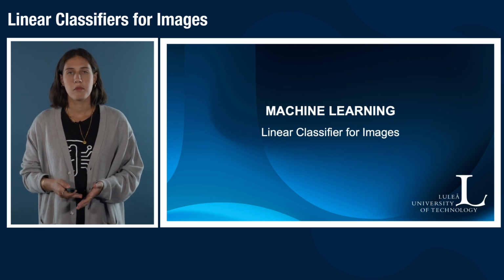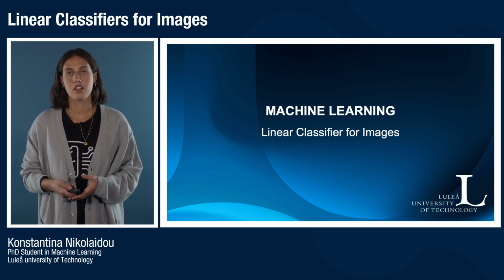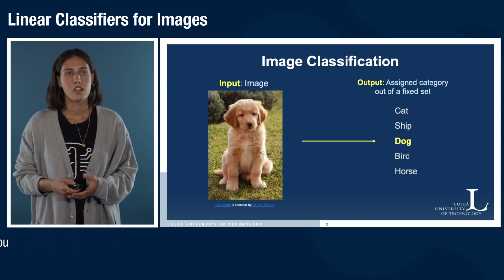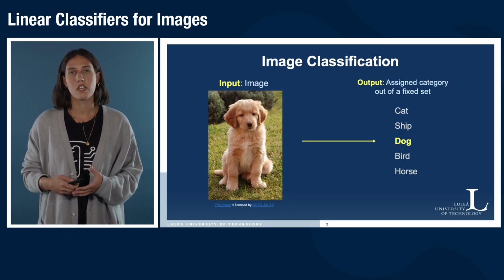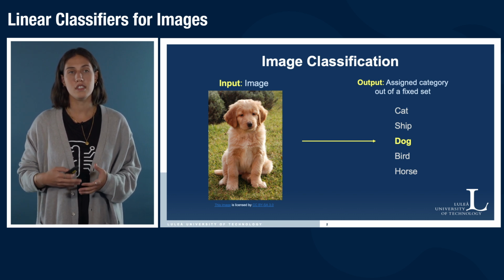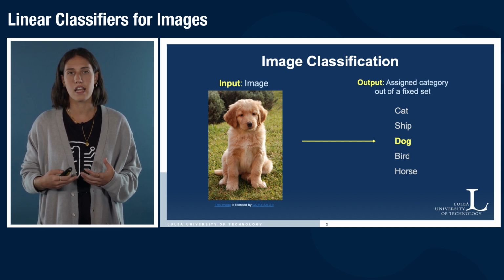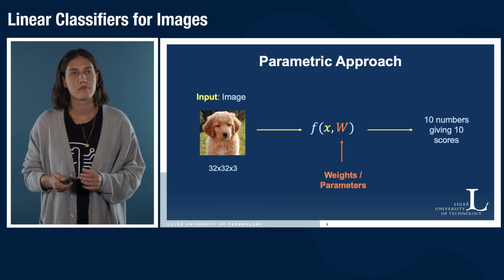Hi everyone, I'm Konstantina, and in this section we're going to speak about linear classifiers for images. Image classification is a fundamental problem in machine learning and computer vision, where we take an input image and then our system has to predict the correct class for this specific image out of a fixed set of classes.